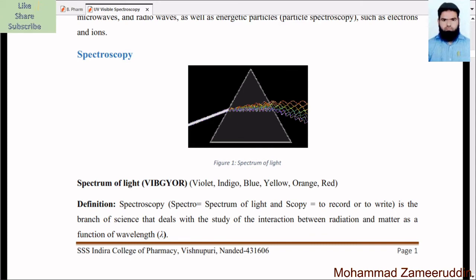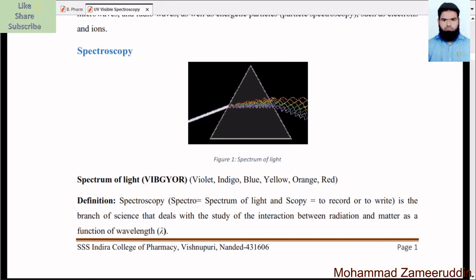So when we allow radiation to pass through the medium, what type of interaction occurs and what would be the result of that interaction? That result we call the spectrum, that is spectroscopy. So it is the study of the spectrum and the study of radiation and matter. These two together are called spectroscopy. This is a very simple term.